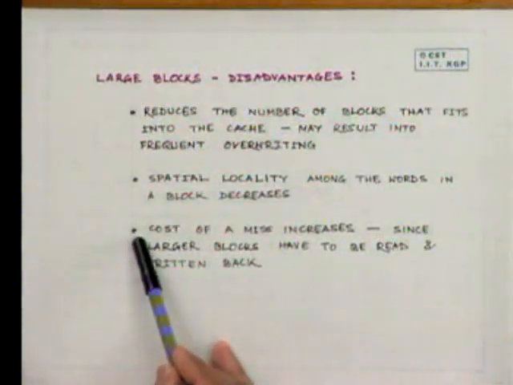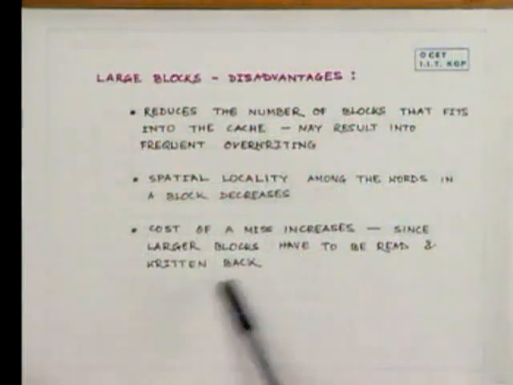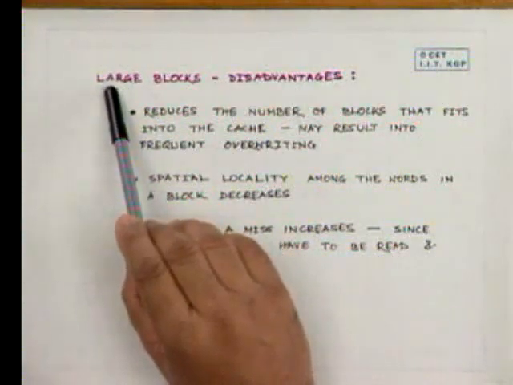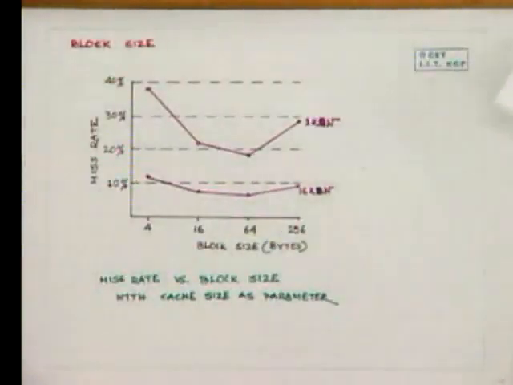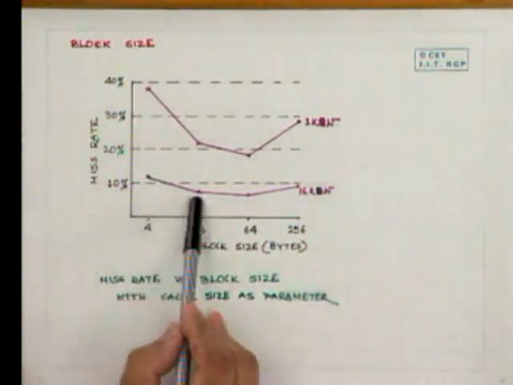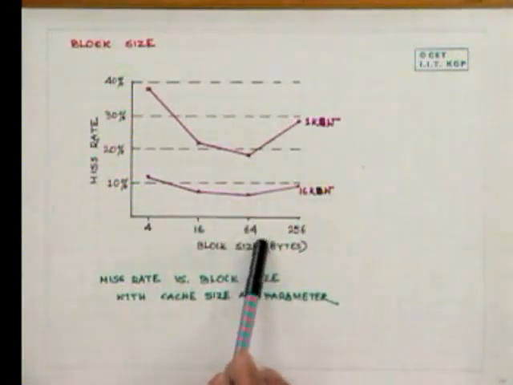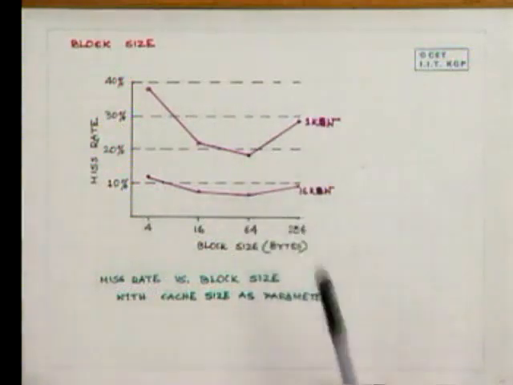And the cost of a miss increases. That is a very important feature. The cost of a miss increases since larger blocks have to be read and written back. The largest blocks have to be taken from the main memory or written back into the main memory, and therefore the cost of a miss increases. Therefore, if we increase the block size, there are some advantages initially, but pretty soon the advantages are all gone and the miss rate may start increasing.